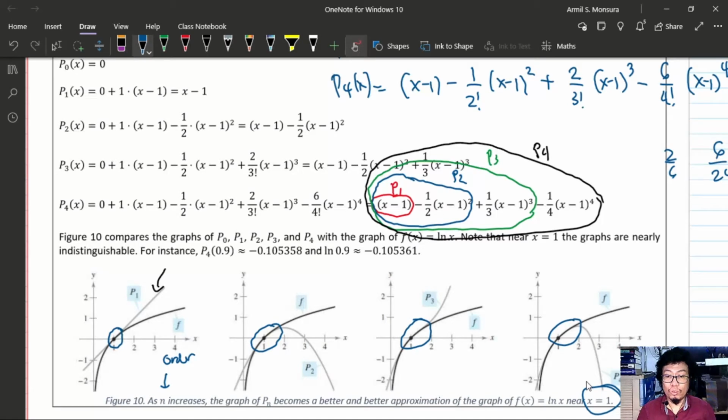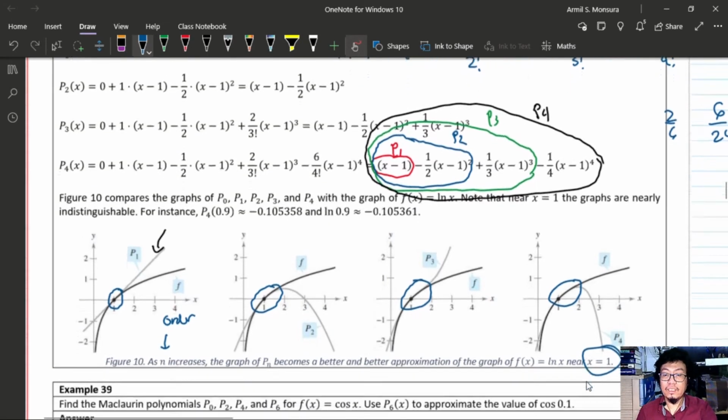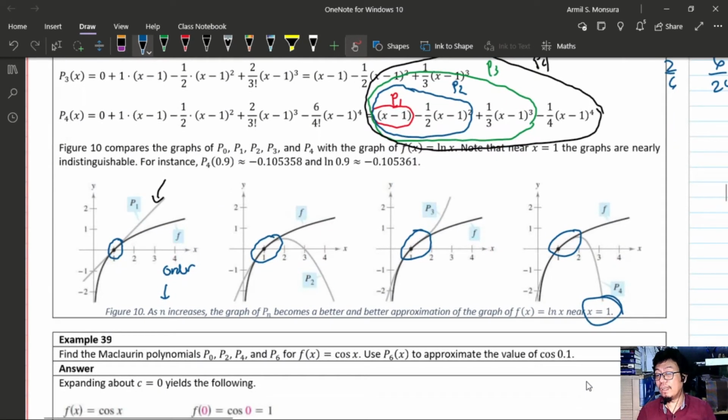So that's the purpose of what we are doing so far. What we would like to do here is to come up with a polynomial that would approximate our function. And that is what the Taylor polynomial and the Maclaurin polynomials are for.